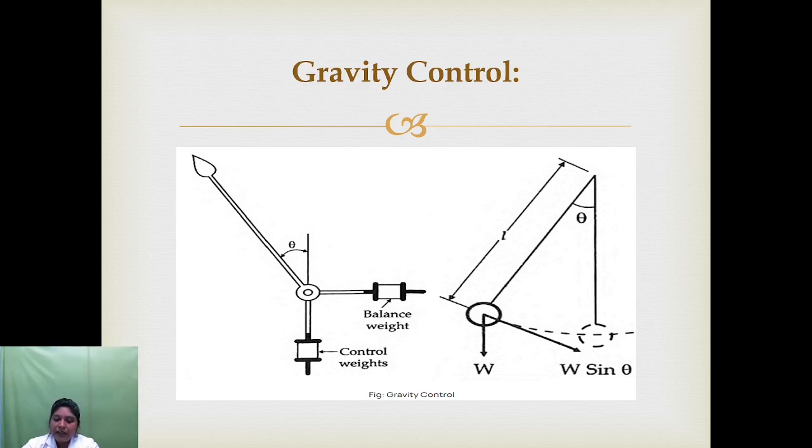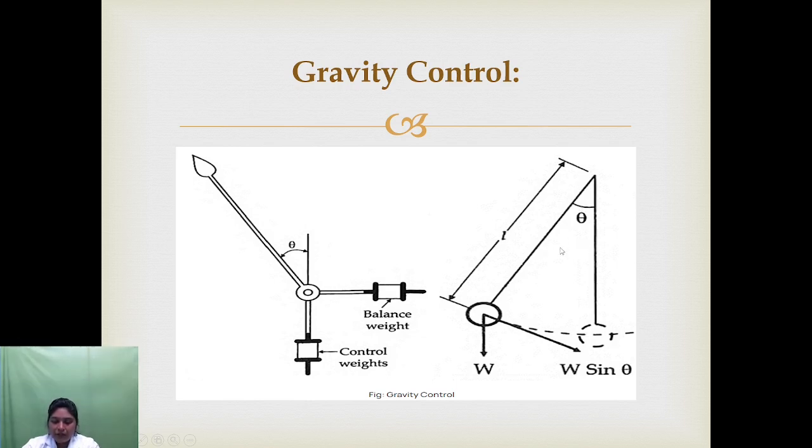When the pointer deflects through some angle theta, due to the gravitational force there will be some deflection. The pointer now deflects through an angle theta and comes to position 2. So from position 1, it comes to position 2 by angle theta.